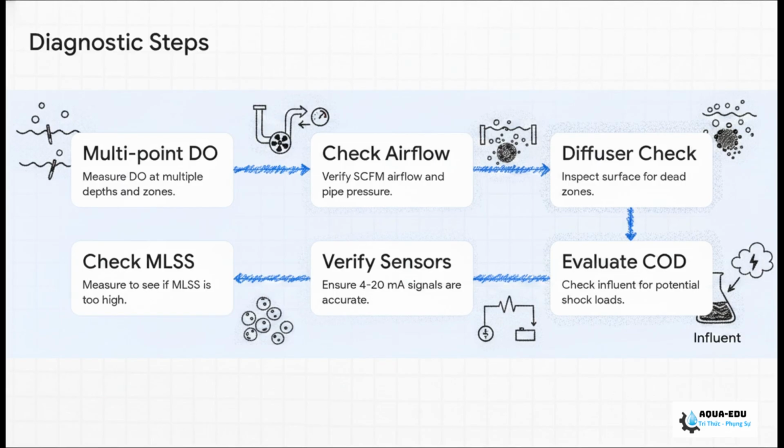Evaluate your influent COD for a shock load. Verify your DO sensors aren't just feeding you a bad 4 to 20 milliamp signal, and double-check if your MLSS is running too high. This quick sweep tells us instantly if we're dealing with a blower failure, a clog, a toxic shock, or just a bad sensor.